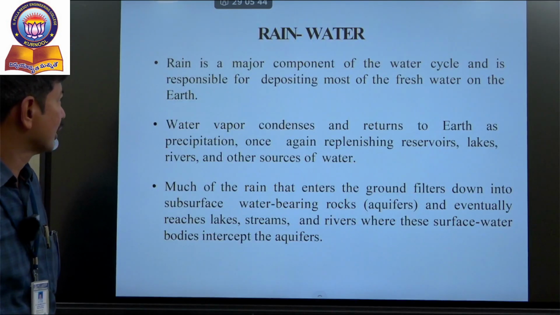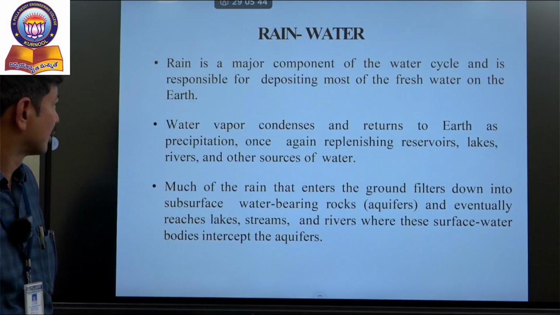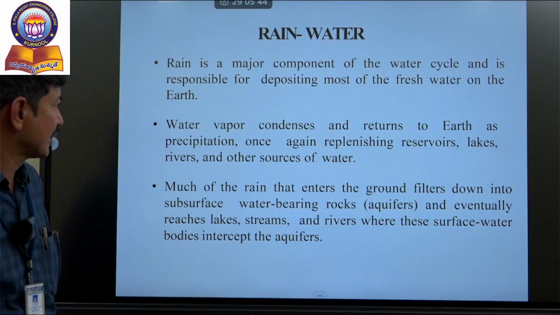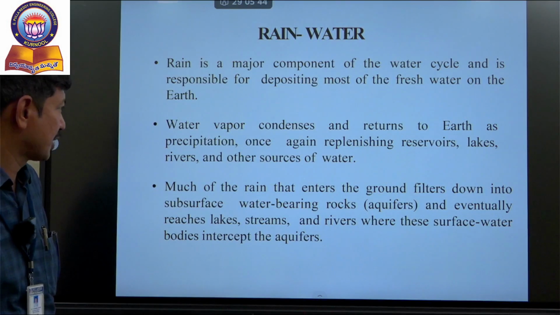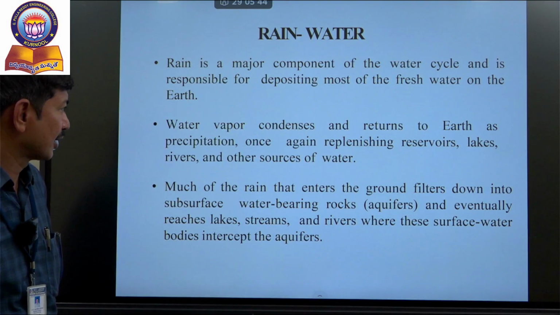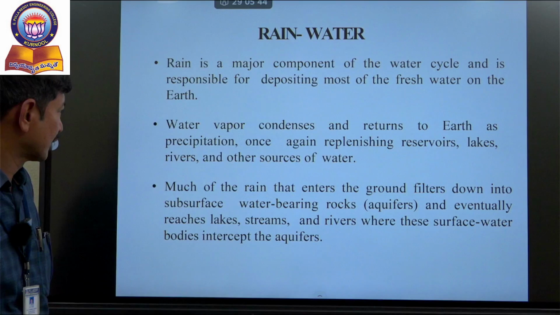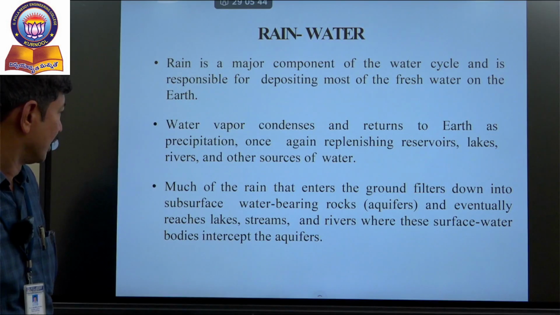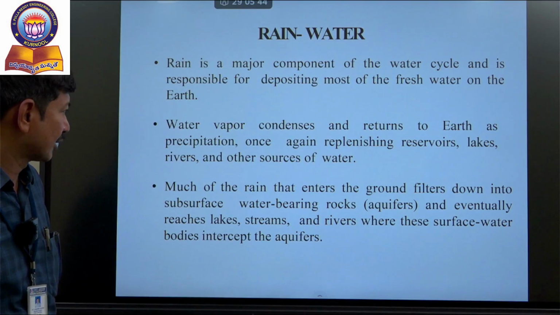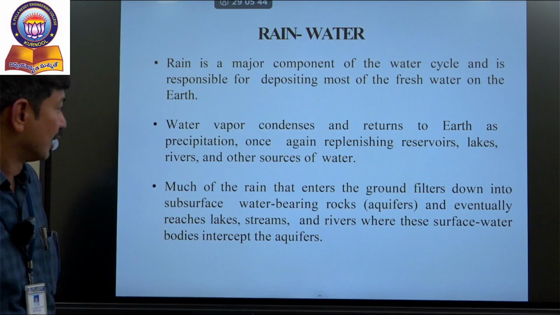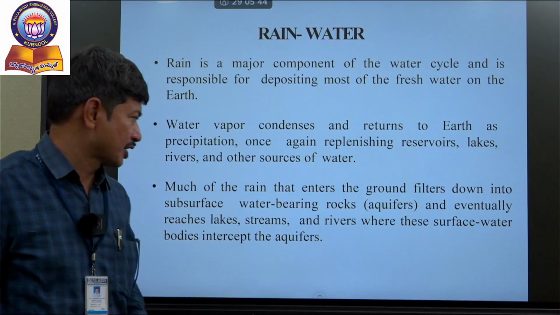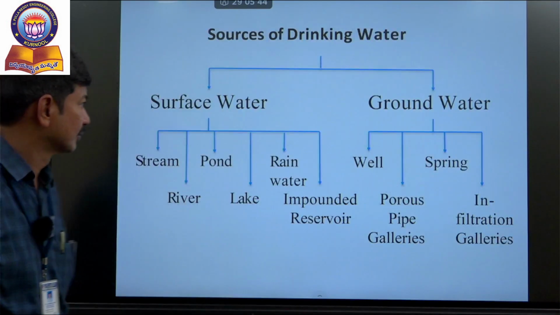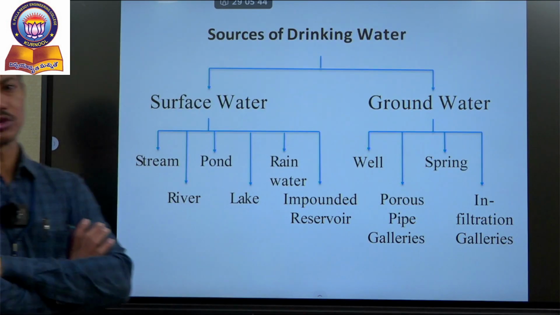Rainwater is the main component of the water source. Water vapor condenses and returns to the earth as precipitation once again, replenishing reservoirs, lakes, rivers, and other sources of water. Much of the rain that enters the ground filters down into the subsurface, forming water-bearing strata. These are the main sources of water.